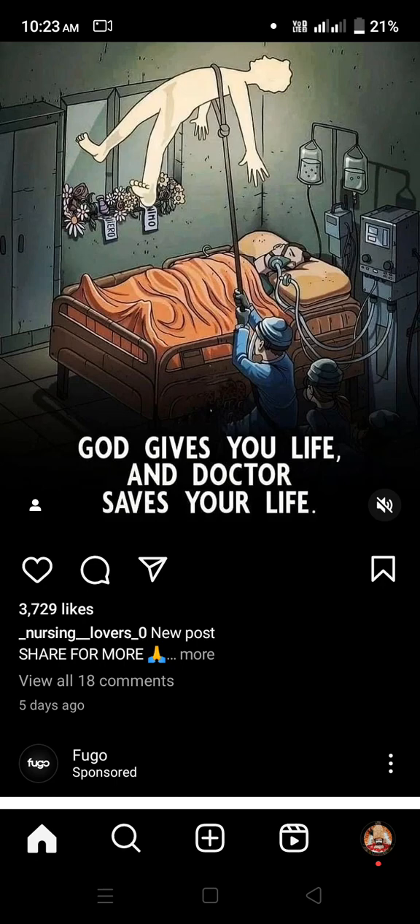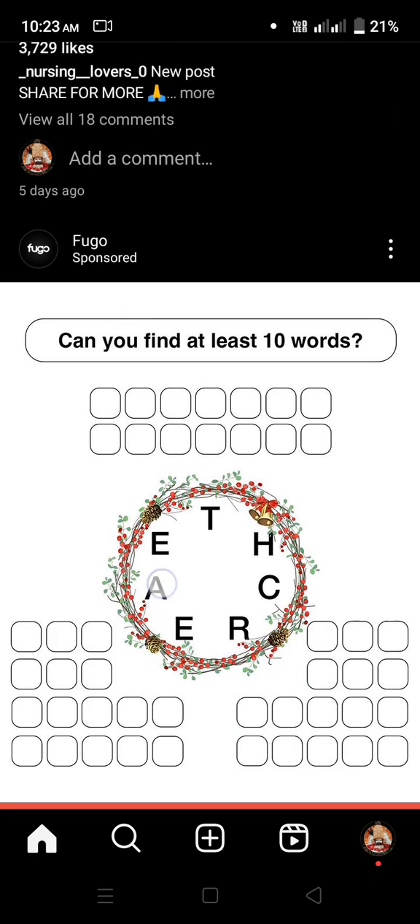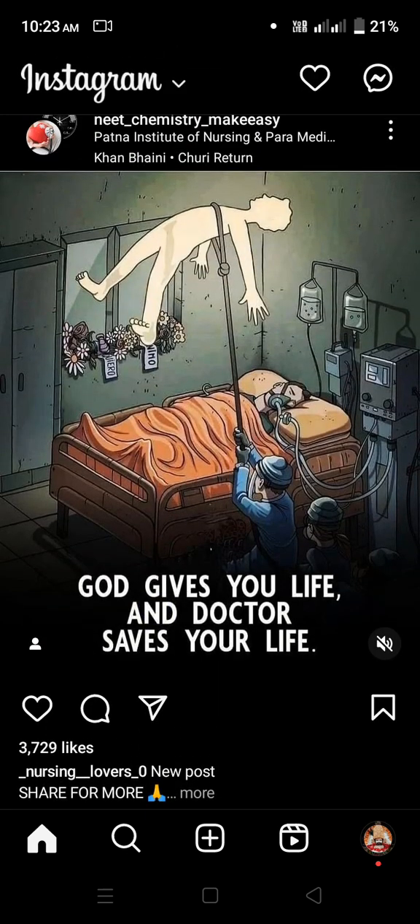What is this? This is a bike. Wait. God gives you life and the doctor saves your life. Nice. Absolutely. No, it's not good. I can't understand these words. Because God gives you life.